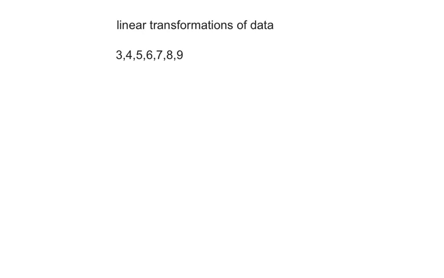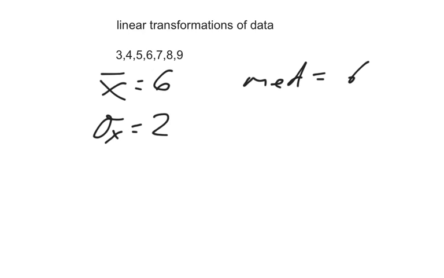Alright, today we're going to talk about linear transformations of data. And so I got a set of data. It's very straightforward. The mean and the median are both 6. The standard deviation of x is equal to 2. And the IQR is equal to 4.